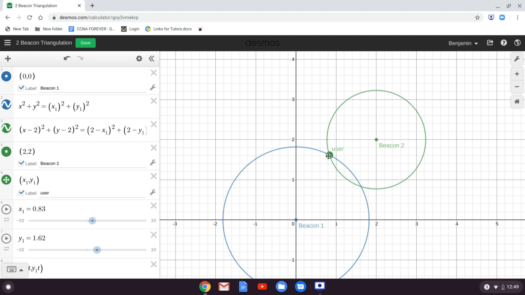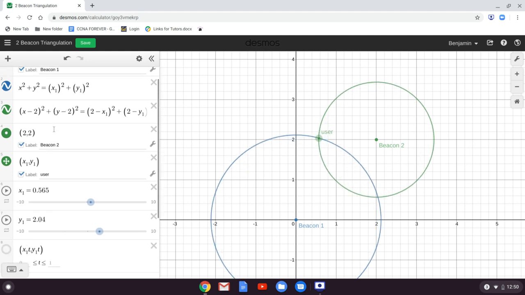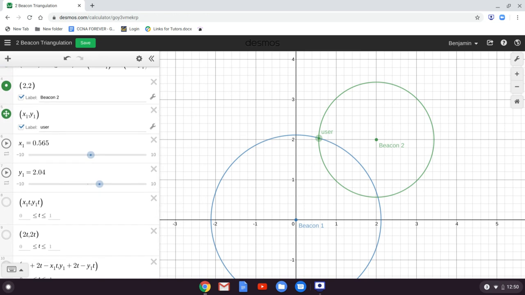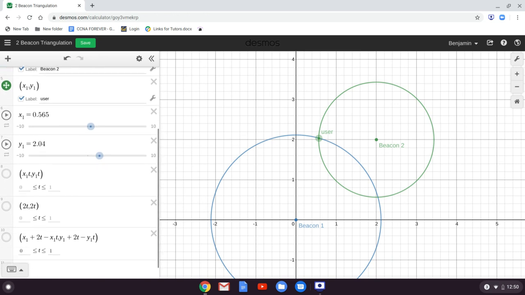So how would you solve this equation? Well, the approach I took was, well, let's see, what do we know? Well, we know the distance between beacon 1 and beacon 2. That is fixed, right? So this distance between beacon 1 and beacon 2 can't change, right? I put beacon 2 in a certain location, I mark it. I put beacon 1 in a certain location, and I mark it.